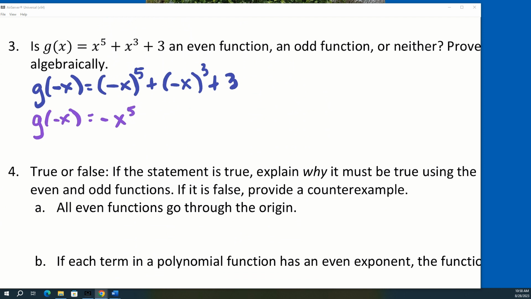And then same thing here. A negative x to the third is going to be a negative x to the third. And then since 3 is a constant, it doesn't change. It stays just like it is because it doesn't have an x. So what do you guys say? Even, odd, or neither? Did all the signs change? All of them? The 3 didn't. So this is one that's neither.